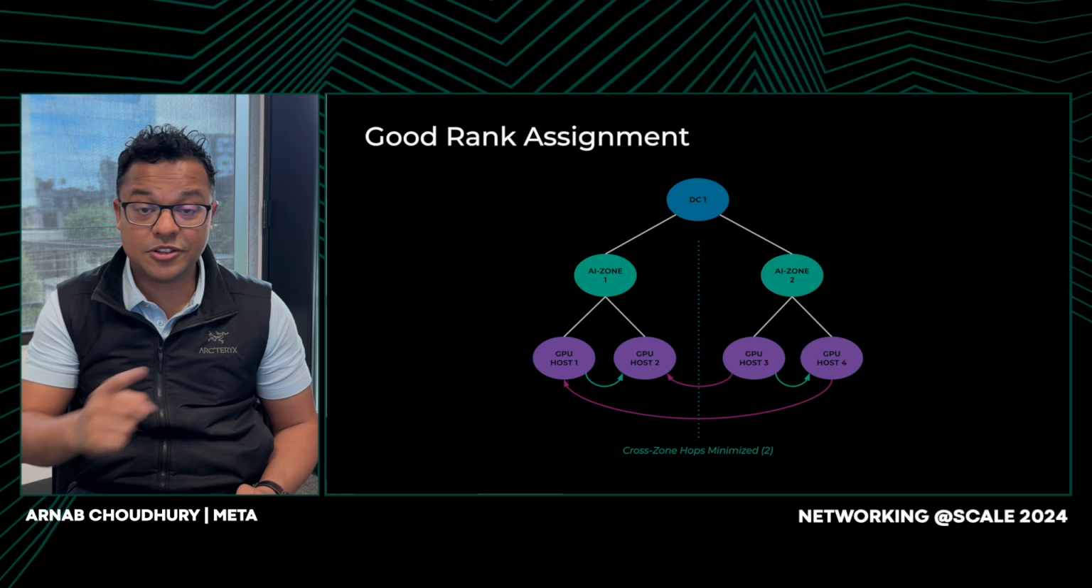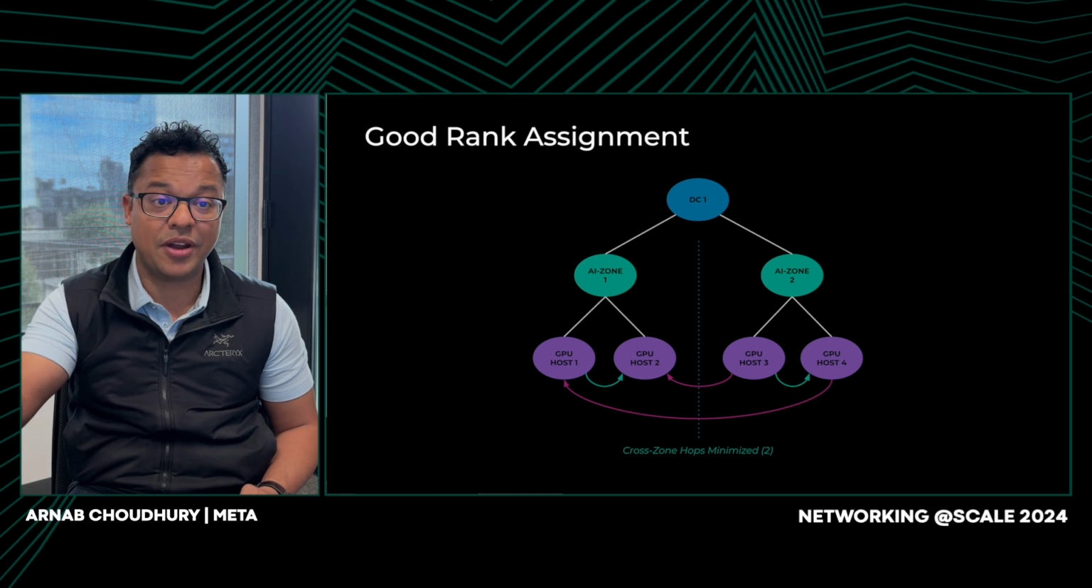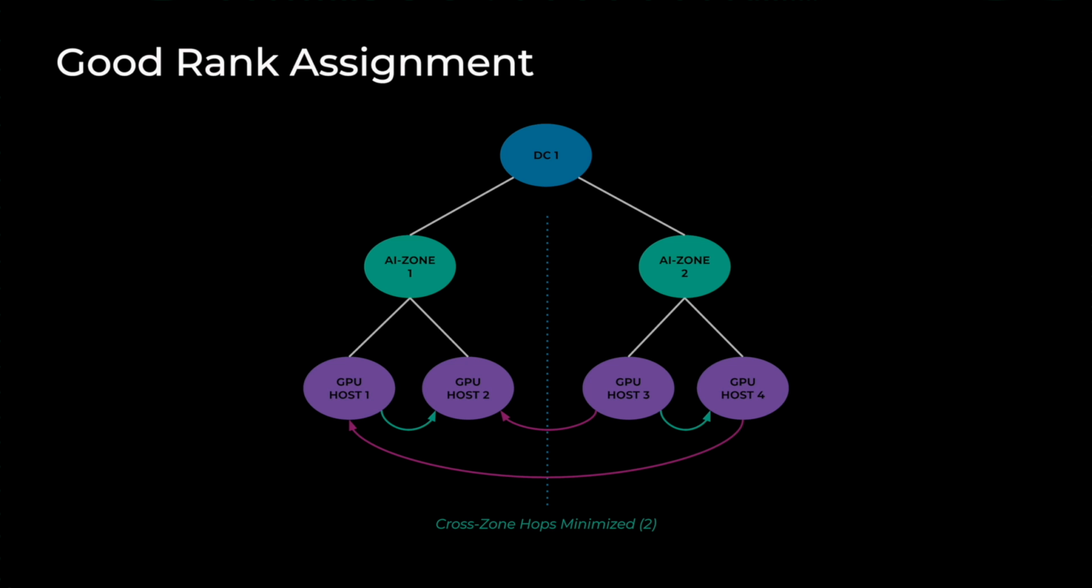So if we did what we described in the previous slide, this is how good rank assignment would look. Good rank assignment ensures that we minimize the number of slow communication channels, thus speeding up the latency-sensitive parallelism techniques. Here in this diagram, we can see that via good rank assignment, GPU host 1 is only talking to GPU host 4, and GPU host 2 is only talking to GPU host 3, and we have thus minimized the amount of cross-zone hops, and thus we have better ML training performance.